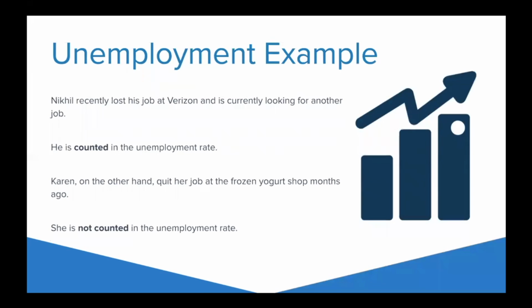Nikhil recently lost his job at Verizon and is currently looking for another job. Because of this, he is counted in the unemployment rate because he is looking for a job. Karen, on the other hand, quit her job at a frozen yogurt shop months ago. She is not counted in the unemployment rate because she is not looking for a job.